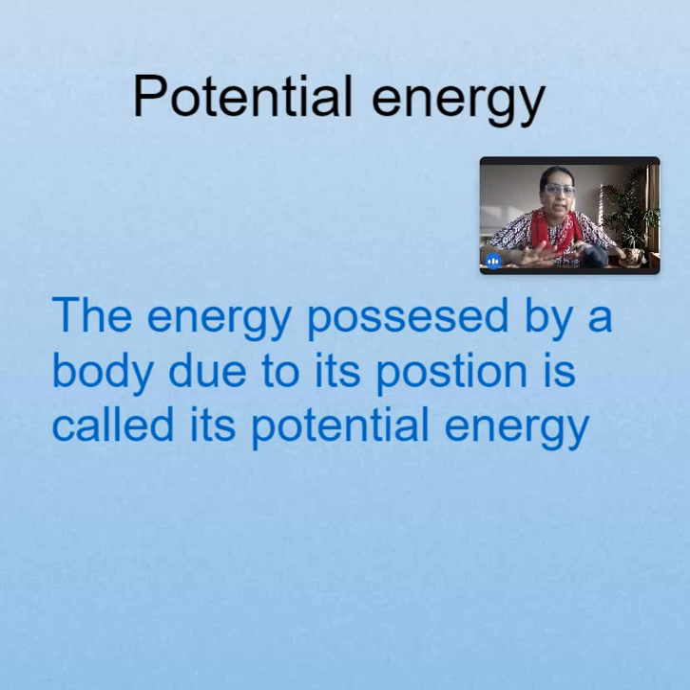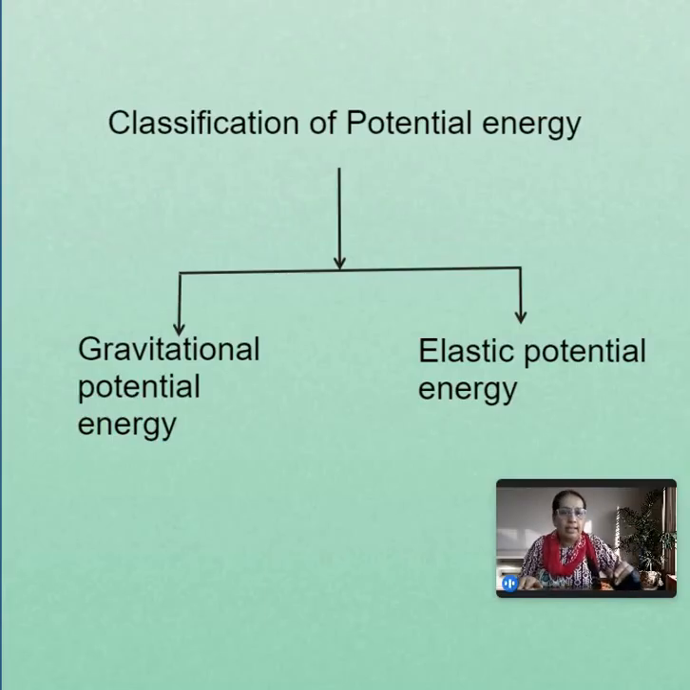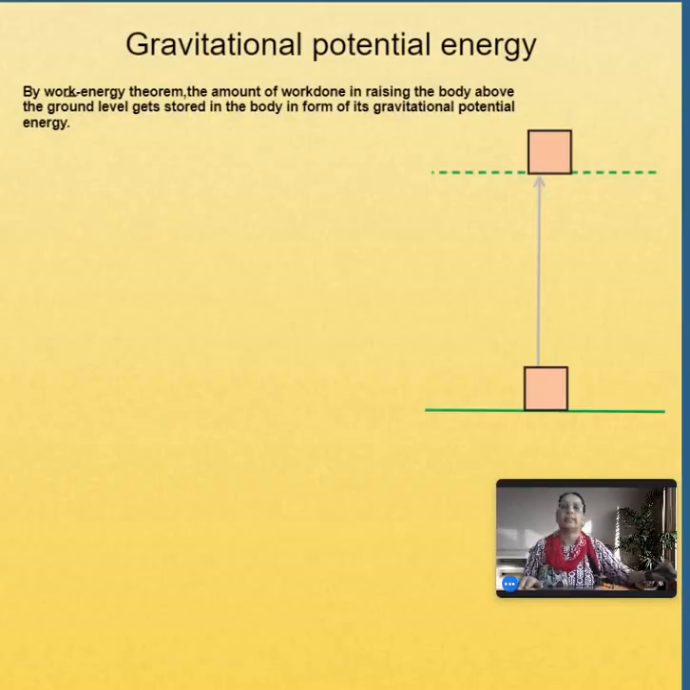So now let's begin with the definition once again. What is potential energy? It is the energy possessed by a body due to its position. We can classify potential energy as gravitational potential energy and elastic potential energy.